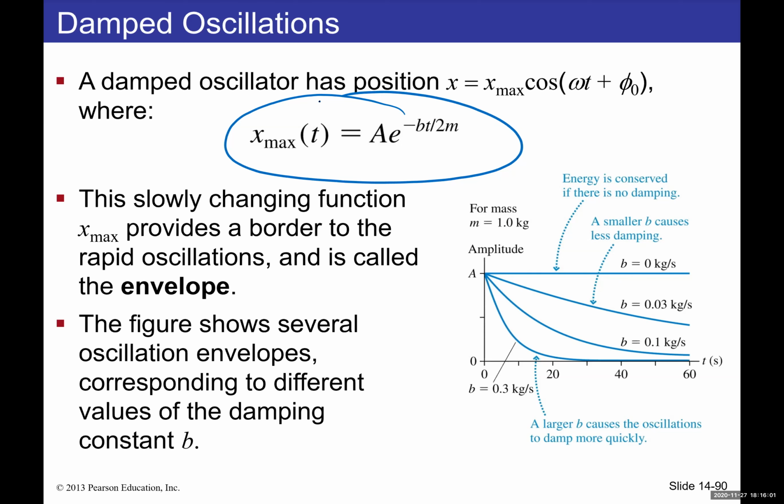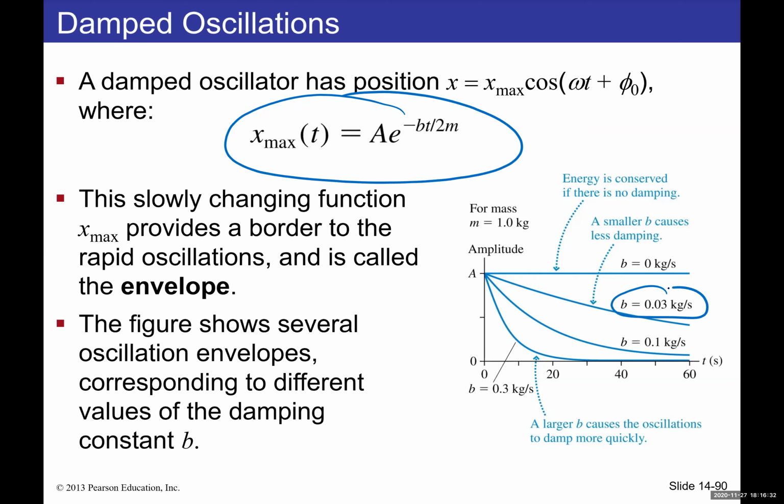So now we have several scenarios we can use. The slowly changing function x max provides a border to the rapid oscillation, and it's called the envelope. The figure shows several oscillation envelopes corresponding to different values of the damping constant b. When b equals 0, the amplitude doesn't change as a function of time. This is just the simple case we saw in the beginning.